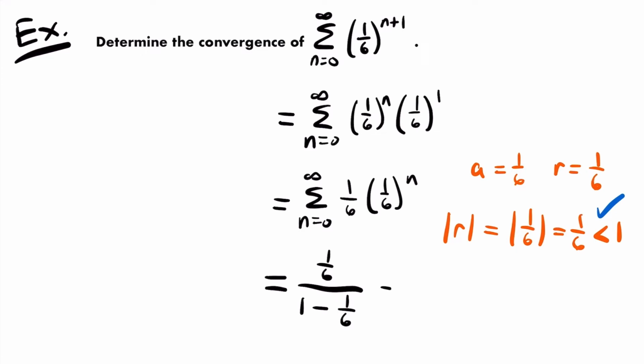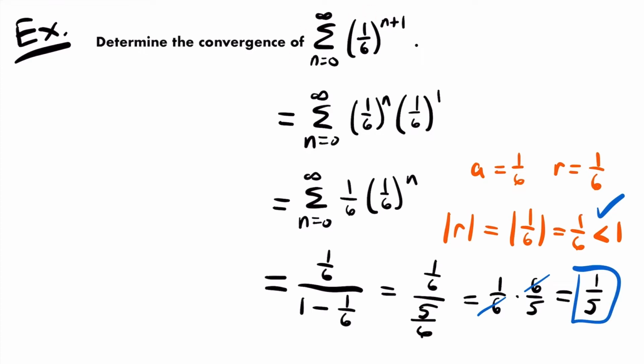And so if we simplify, this will be equal to 1/6 divided by 5/6, because 1 minus 1/6 is 5/6. And then remember, dividing by a fraction is the same as multiplying by the reciprocal of that fraction. And so this would be equal to 1/6 times 6/5, which is the reciprocal of 5/6. We just swap the numerator and denominator to get 6/5. And then we can see that these 6's will cancel out, and we'll be left with a final answer of 1/5. And so we can see that this geometric series will converge to 1/5. And so you could write that as your final answer. We could say that this series converges to 1/5.